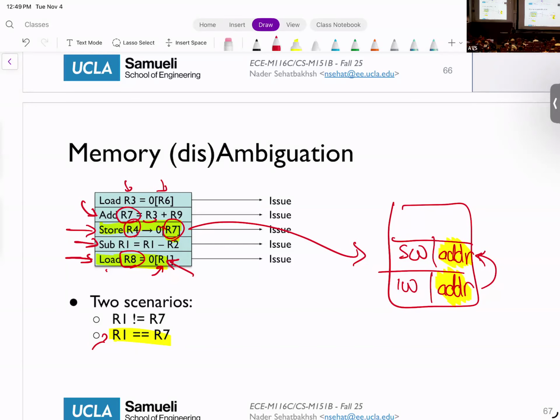What address this load gets depends on the value of R1. And now to make things even more complicated, let's say that this instruction can be issued way before these instructions, because there is no dependency for R1 and R2, but maybe there are dependencies in R3 or R9. So in this case, how do we fix this problem?